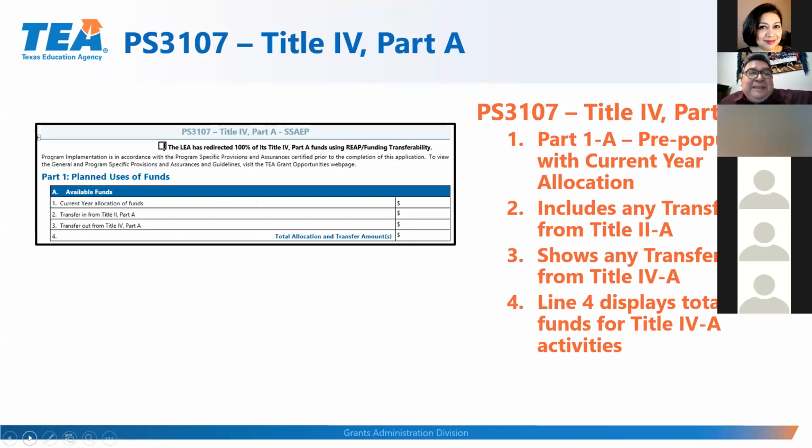And then we have the PS 3107, Title IV, Part A. And you'll notice this one has the same thing that Title II, Part A, 3104 has. Your current year's allocations, now this one has any transfers in from Title IIA and any transfers out from Title IVA. So your total allocation and transfer amount, number 4, is the important number that you need to look at because that determines the next section on how you'd be filling this out.